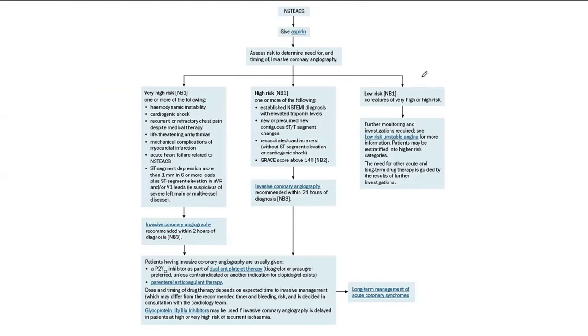Non-ST elevated acute coronary syndrome. So what are we going to do for non-ST elevated acute coronary syndrome? Non-ST elevated ACS has unstable angina and non-ST elevated MI. So we will give aspirin and then assess the risk to determine the need for and the timing of coronary angiogram. Based on the risk of the patient, we will decide how soon we need to do angiogram. So we divide them into very high risk, high risk, and low risk.